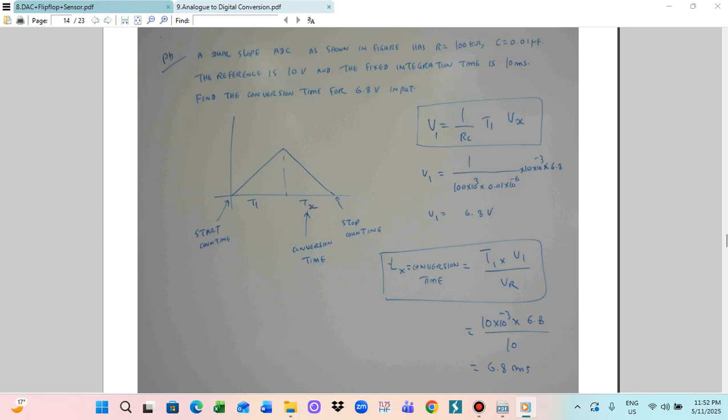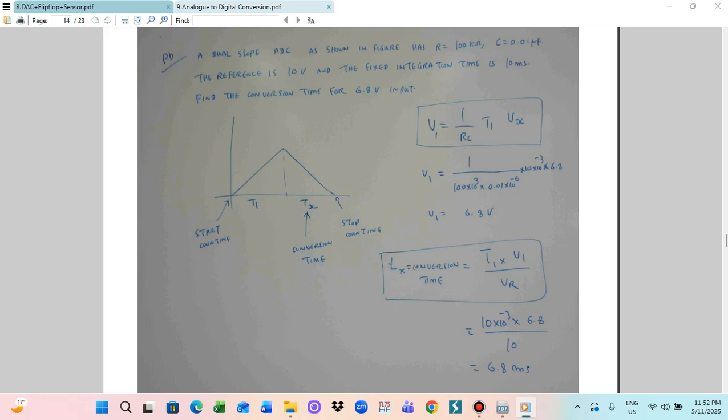So these are two equations. With the first equation, we can find V1: V1 is equal to 1 by RC multiplied by T1 into VIN. After you get V1, you can find the conversion time. The conversion time formula is T1 multiplied by V1 divided by V reference. Here we only have the T1 value, which is 10 milliseconds, 10 into 10 power minus 3, and V1 is 6.8.